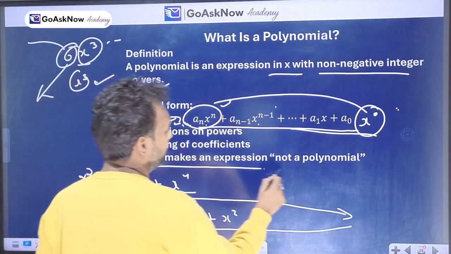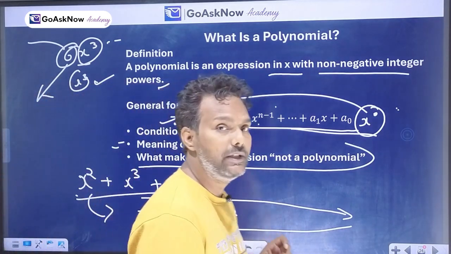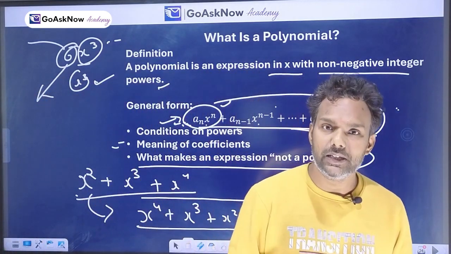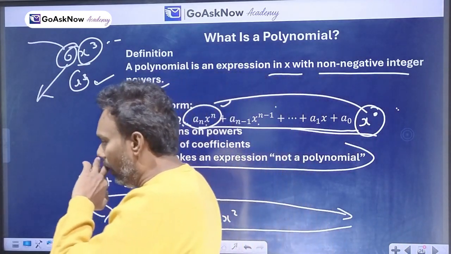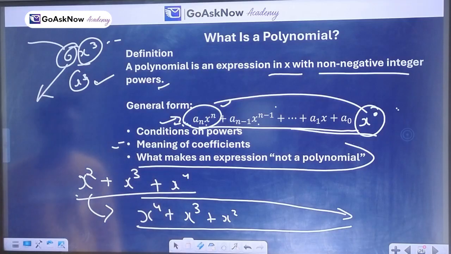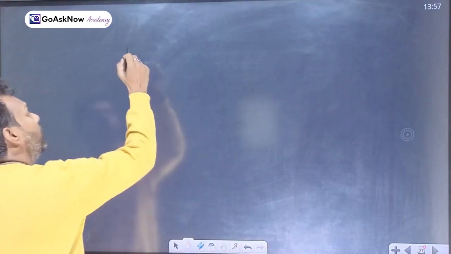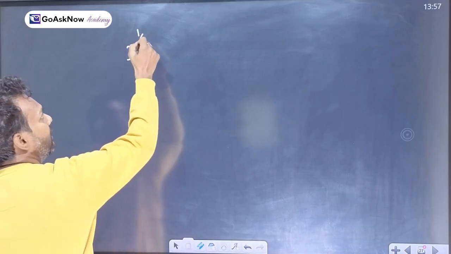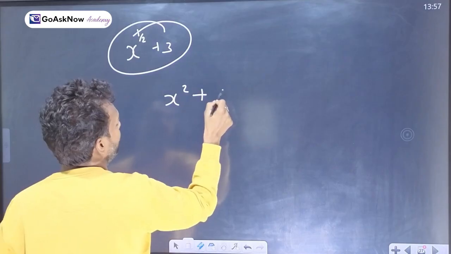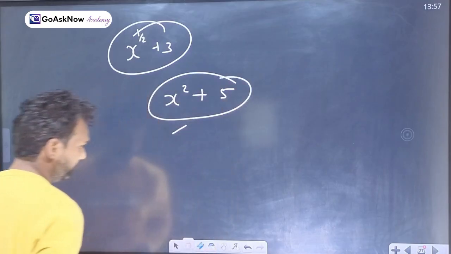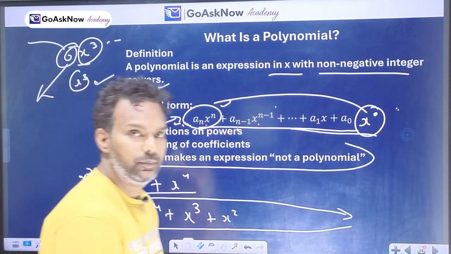What makes an expression not a polynomial? When the power of the variable is a negative integer, a rational number or an irrational number, meaning a non-whole number, then we will say that it is not a polynomial. x to the power 1 by 2 plus 3 is not a polynomial, whereas x squared plus 5 is a polynomial. I hope this is clear.